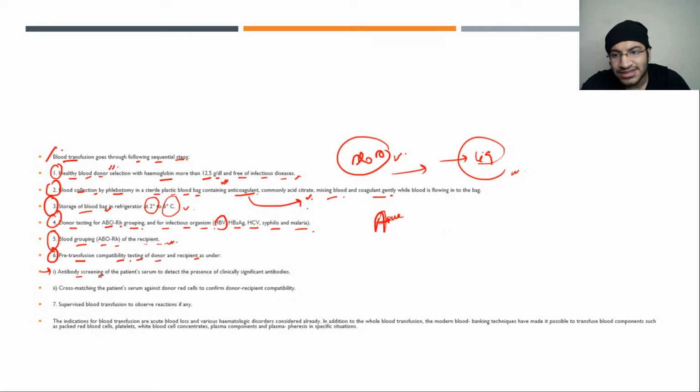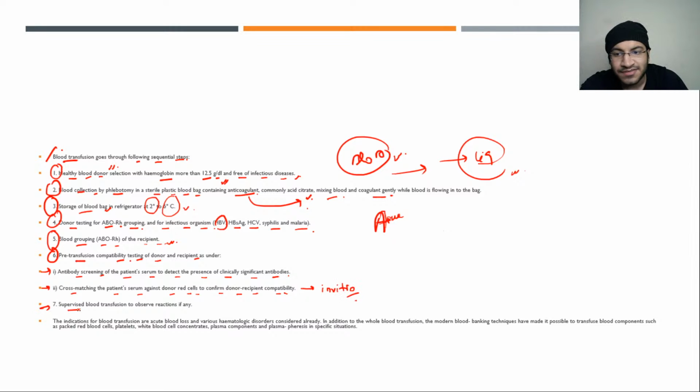First is antibody screening of the patient serum to detect the presence of clinically significant antibodies. Then cross-matching the patient serum against the donor red cells to confirm the donor recipient compatibility. So this is done in vitro.